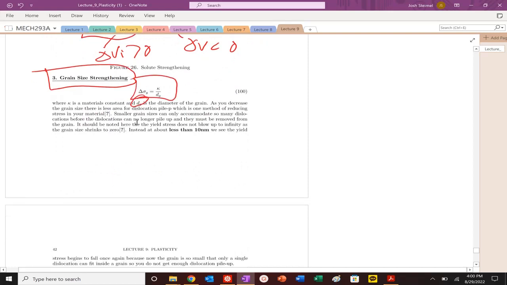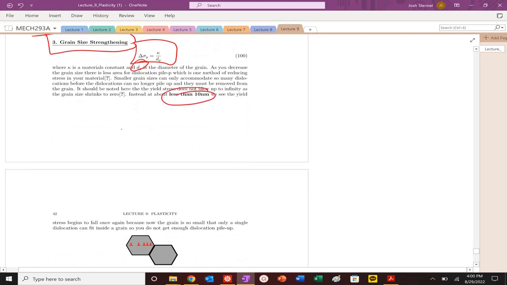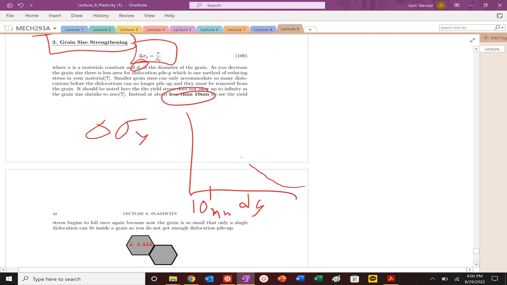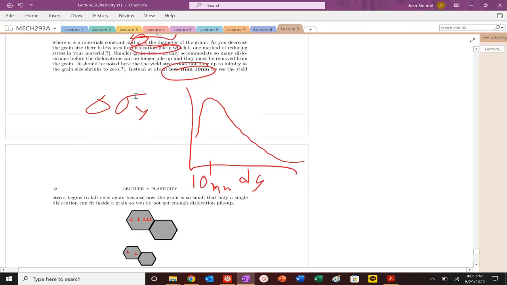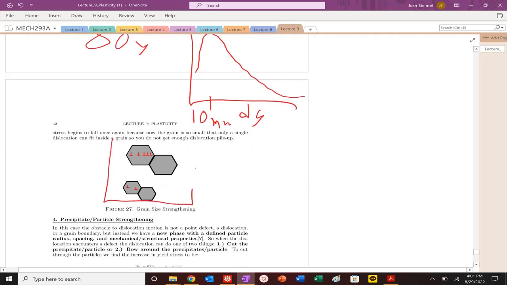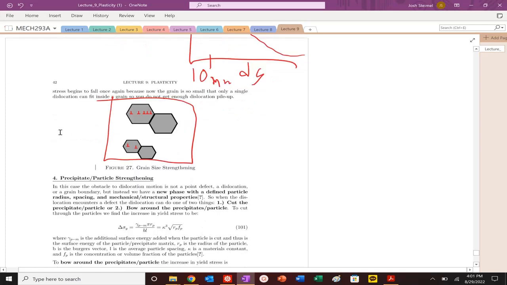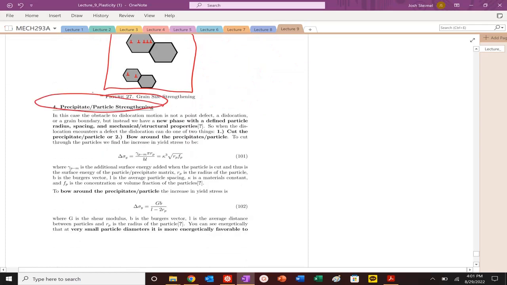Grain size strengthening. So the yield strength is inversely proportional to the grain size, and this holds up to about 10 nanometers. And the reason is because as you decrease the grain size, again, you get dislocation pileup where they interact. But below 10 nanometers, you basically only have about a dislocation per grain. So that dislocation pileup effect decreases, and hence your yield strength decreases as well.